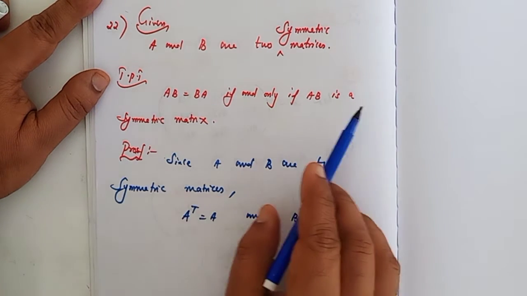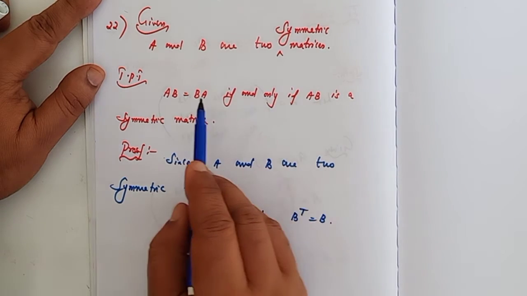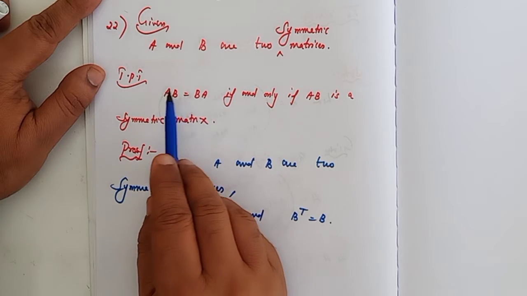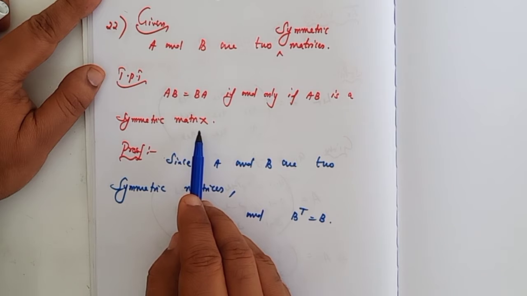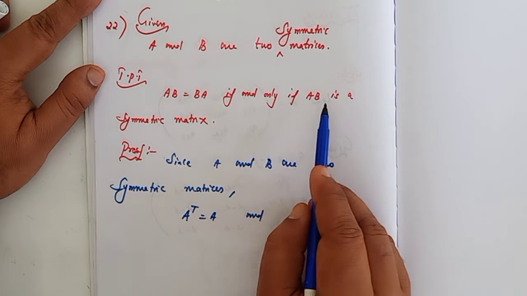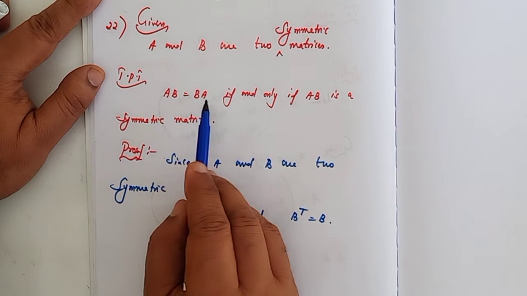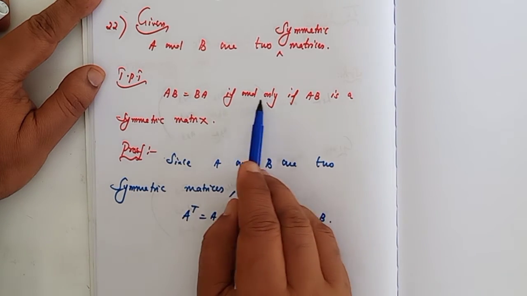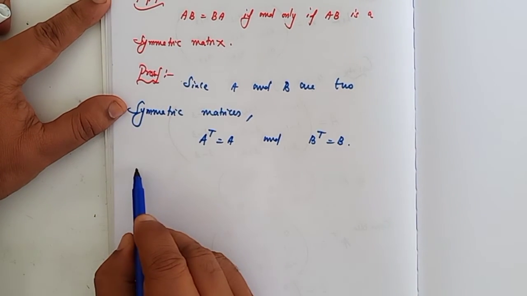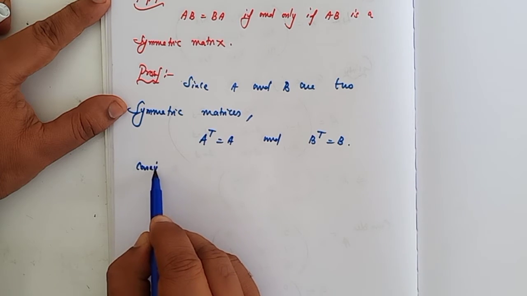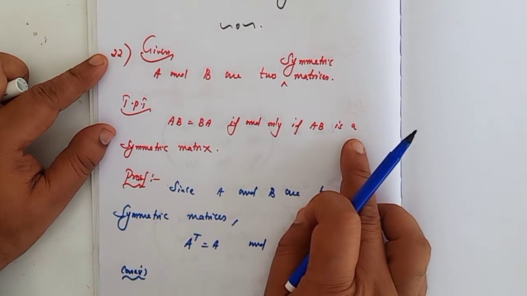We have to prove this result, since it is given as if and only if. That means by considering AB equals BA, we have to prove AB is a symmetric matrix, and vice versa. By considering AB is a symmetric matrix, we have to prove AB equals BA. So that is the meaning of if and only if. Now case 1. We consider AB equals BA, then we can prove this result.